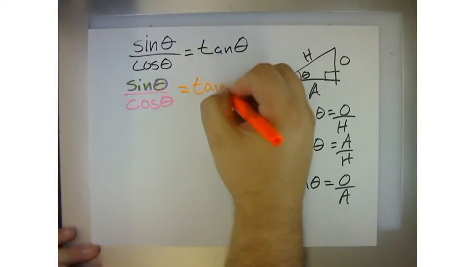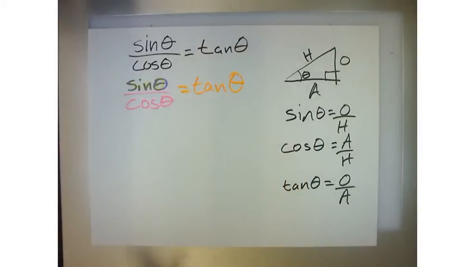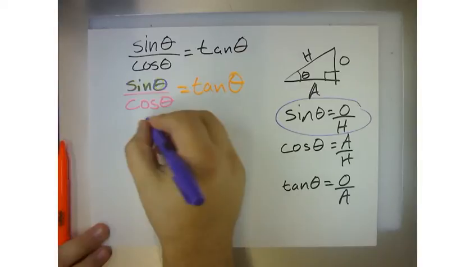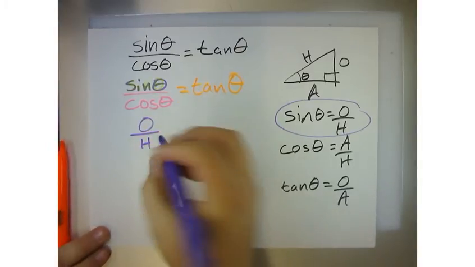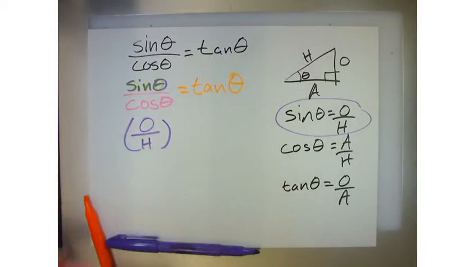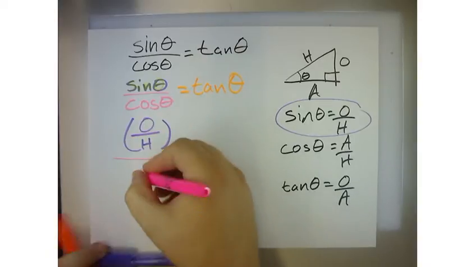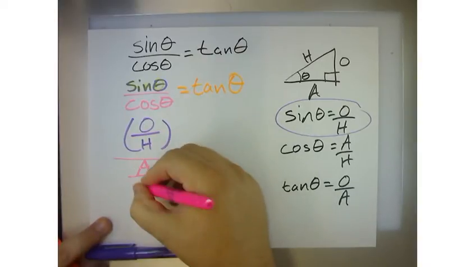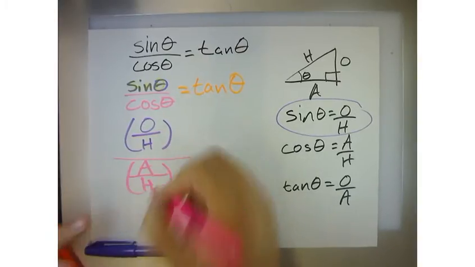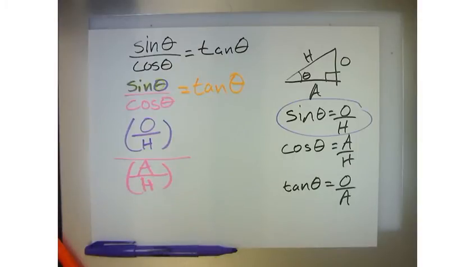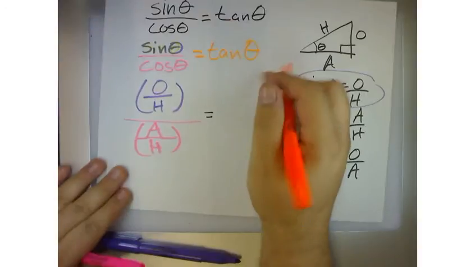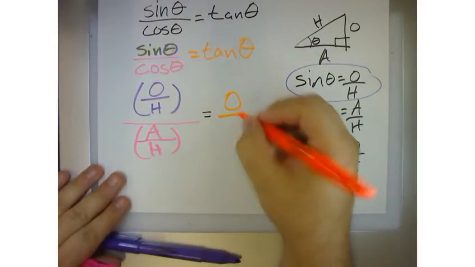see it better. Okay. So sine of theta is opposite over the hypotenuse, right? Cosine of theta is adjacent over the hypotenuse, right? And we're stating that those are equal to tangent, which is going to be the opposite over the adjacent.